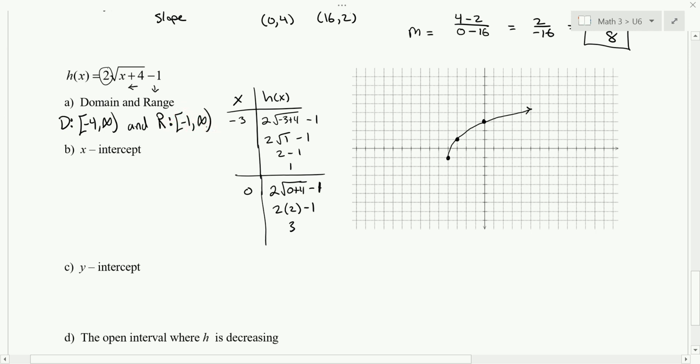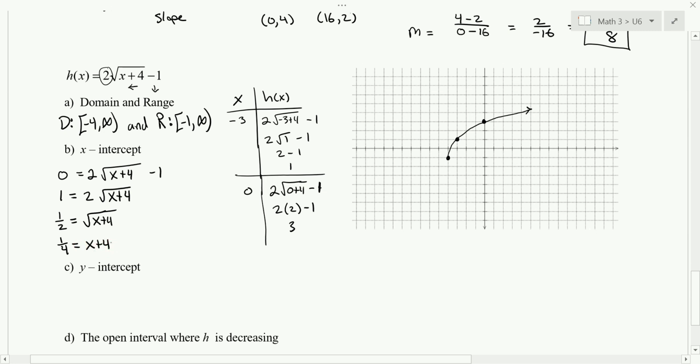X-intercept, not obvious from the graph. We see that it's between negative 4 and negative 3, but it's not obvious exactly what that value is. So we need to plug in 0 for y. And solve here. I'm going to add 1 to both sides. Divide by 2. And when you square both sides, you end up with 1 over 4 is equal to x plus 4.